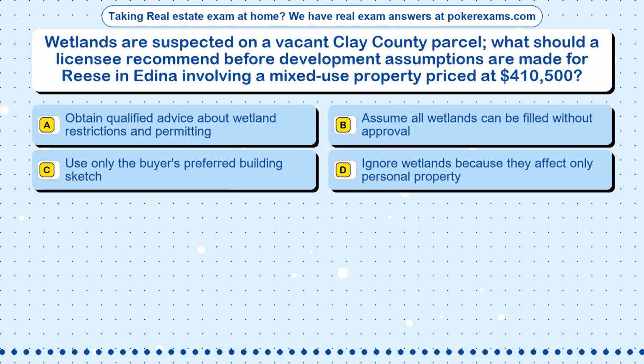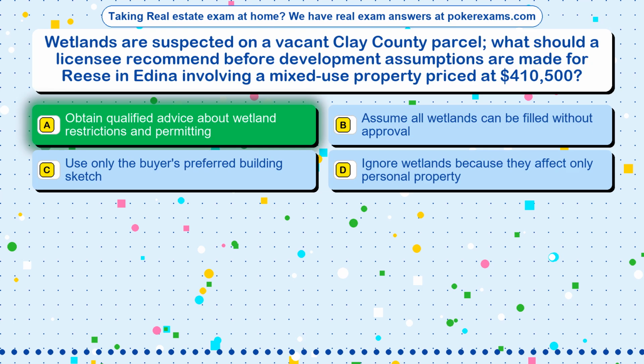Question 93. Wetlands are suspected on a vacant Clay County parcel. What should a licensee recommend before development assumptions are made for Reese in Edina involving a mixed-use property priced at $410,500? Option A. Obtain qualified advice about wetland restrictions and permitting. Option B. Assume all wetlands can be filled without approval. Option C. Use only the buyer's preferred building sketch. Option D. Ignore wetlands because they affect only personal property.